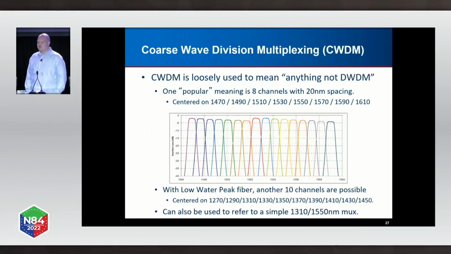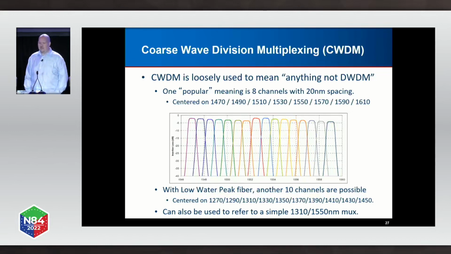The simplest is what's called CWDM, or coarse WDM, and really this is used to mean anything that's not DWDM. It can mean anything under the sun. There was a historic CWDM, meaning 20 nanometer spacing. There were CWDM tuned optics. There's CWDM4 optics that are 4 CWDM colors in a single QSFP. It's these very loose channels.